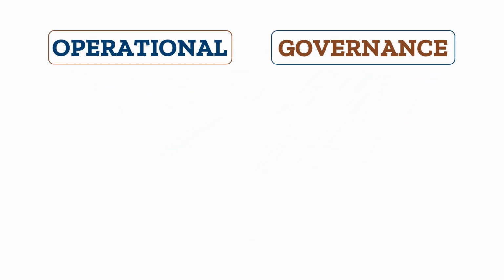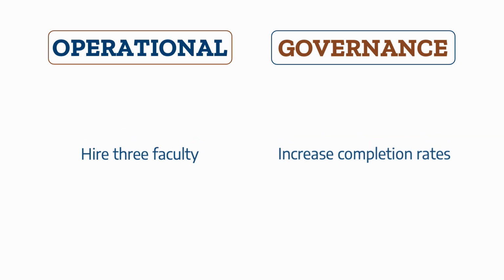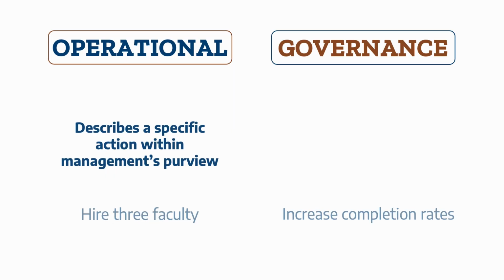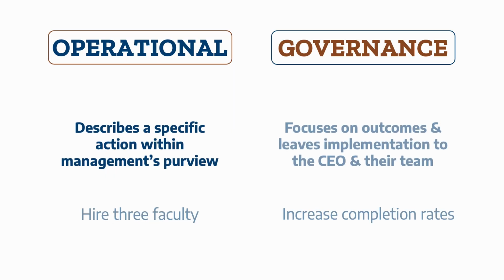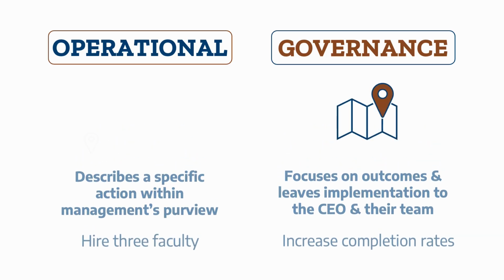An example of an operational objective is hire 3 additional nursing faculty members by next semester. A strategic board objective, in contrast, would be increase completion rates for first-time students earning credentials of value by 15% within 3 years. The operational objective describes a specific action within management's purview. The strategic objective focuses on outcomes and leaves implementation to the CEO and their team. As trustees, you set the destination, not the route.